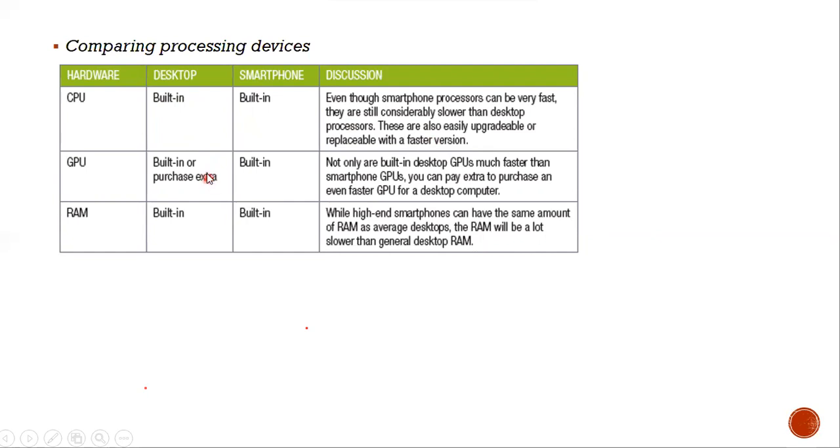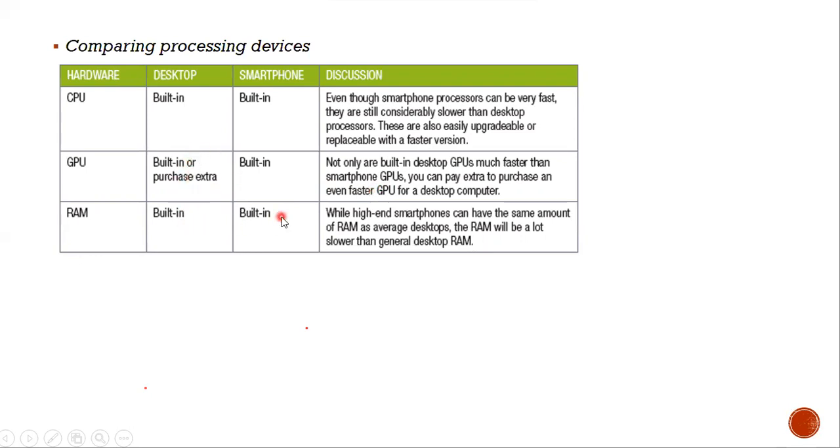Your graphics processing unit is built in. You can also purchase an extra graphics card with the GPU. Your smartphone's is built in. All right, so your built-in GPUs are much faster on your desktop than your smartphone GPUs. And you can also buy a faster GPU for your desktop. So this is a better option in terms of your GPU.